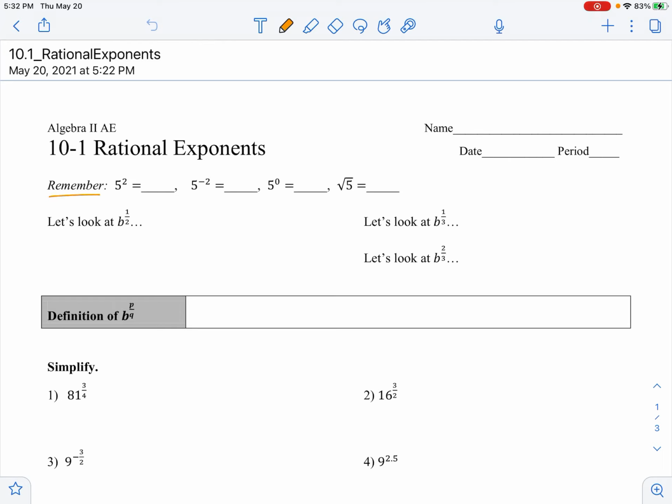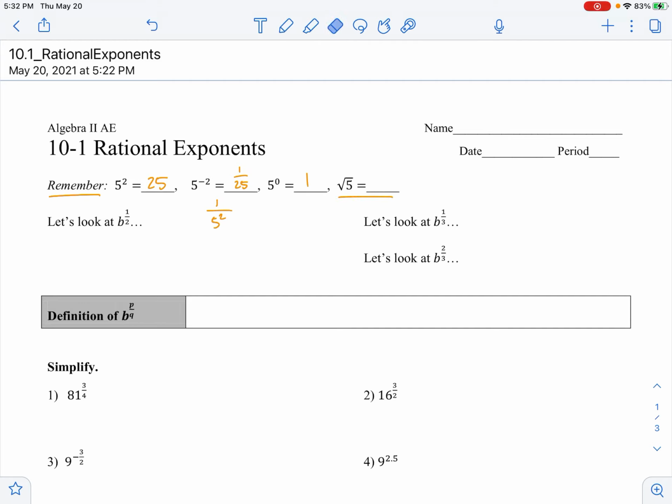First, let's look at our little list here. We have a few different exponents that we should know. 5 squared, well, remember that means just 5 times 5. 5 to the negative 2, that really means 1 over 5 squared, which means my answer to that is 1/25. Anything to the 0th power is 1, but what the heck? Why is there a square root in here?